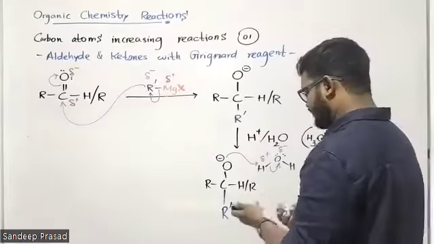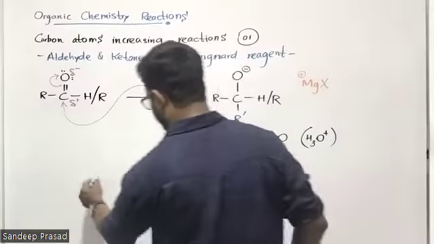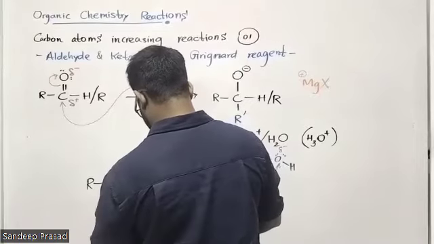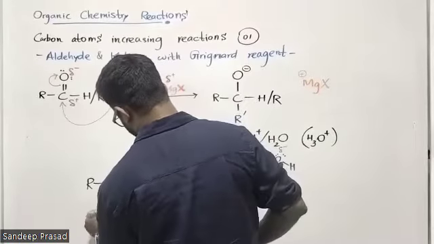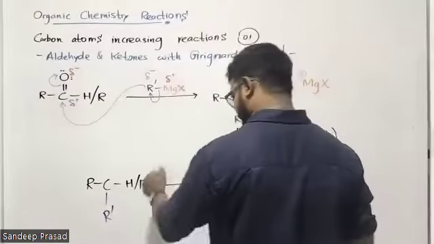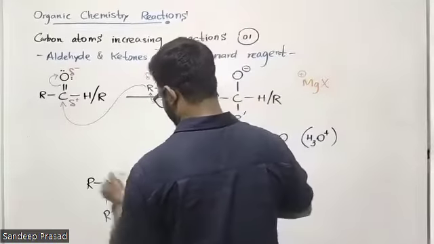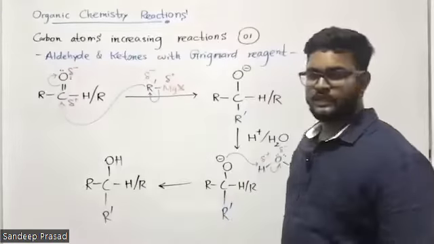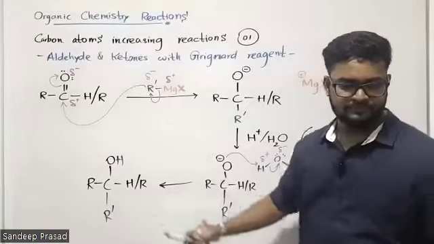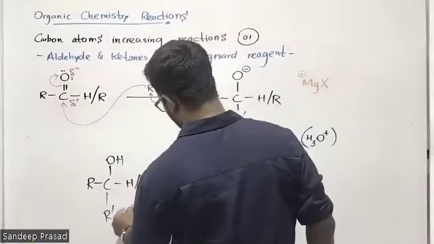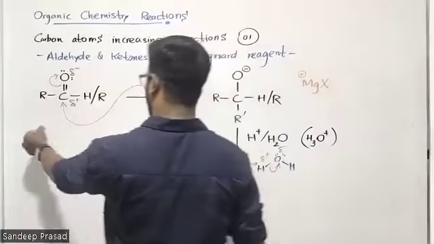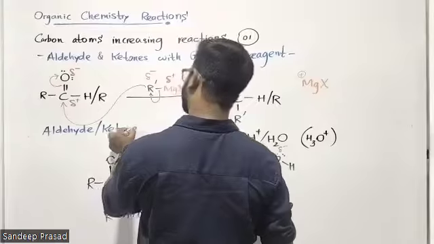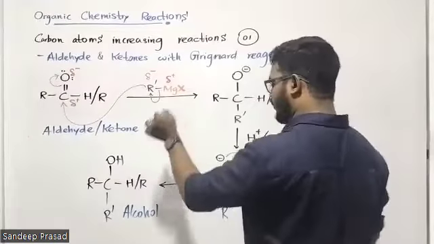Then students, you can see that the final product of this reaction is R, C, H, R. And here we have the R dash group, which came from the Grignard reagent that we have added. And here we have OH. Tell me, what is the type of organic compound that we learn? Alcohol. Remember, students, this is an alcohol, right? We have started from aldehyde or ketone. We have added Grignard reagent for that one, and we ended up with alcohol.